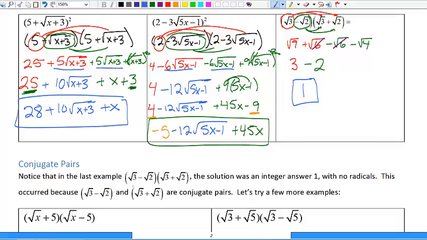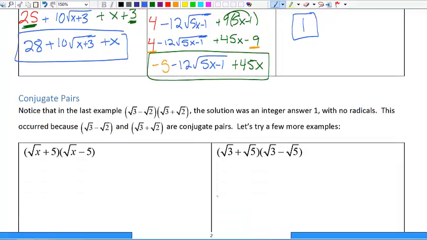Notice that in the last example, when we took the square root of 3 minus 2 times the square root of 3 plus 2, the solution was an integer answer 1 with no radicals. Now, this occurred because the square root of 3 minus 2 and the square root of 3 plus 2 are conjugate pairs. Let me show you that it truly does work. I'll do 2 more examples for you so you can see that these conjugate pairs do come out without radicals.